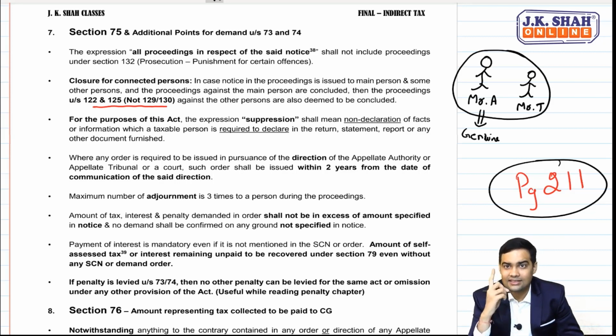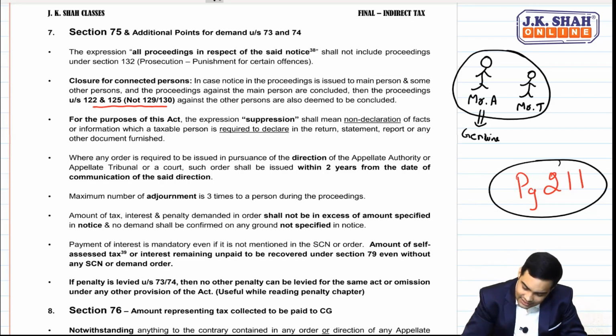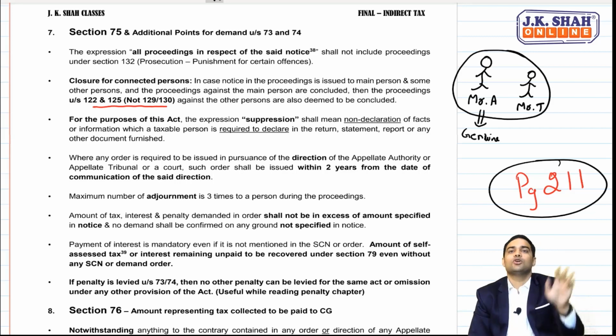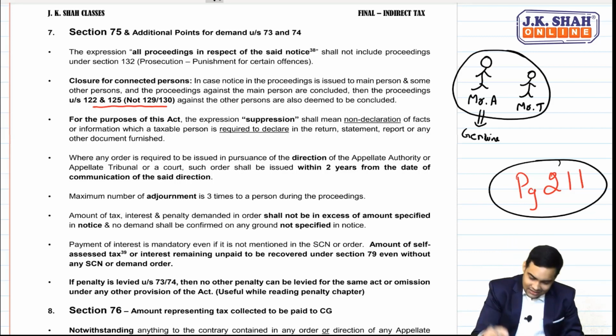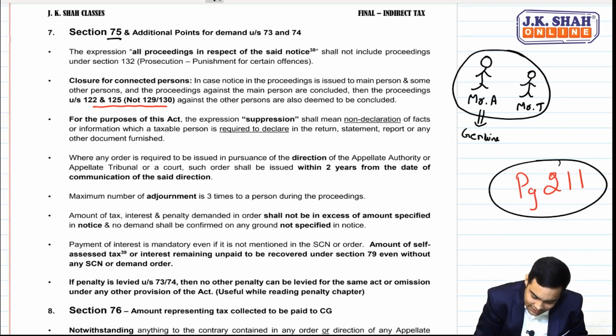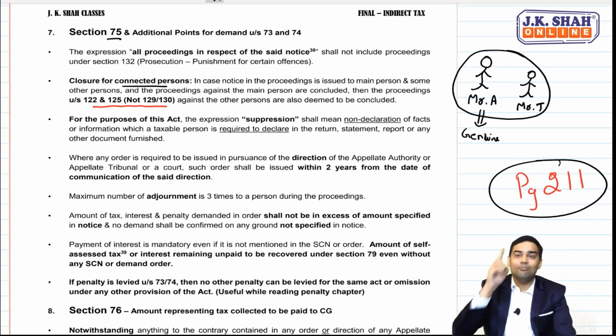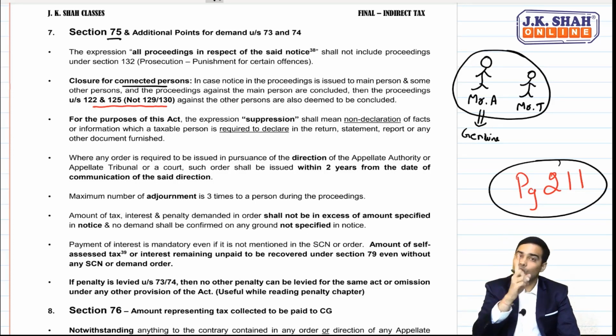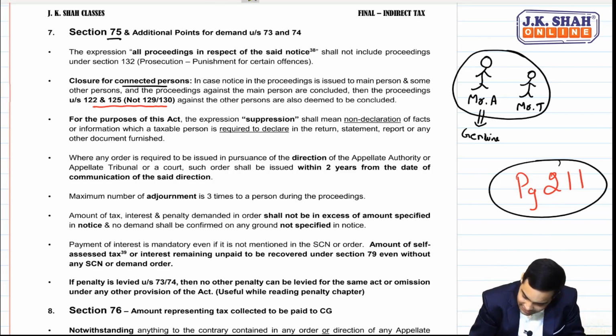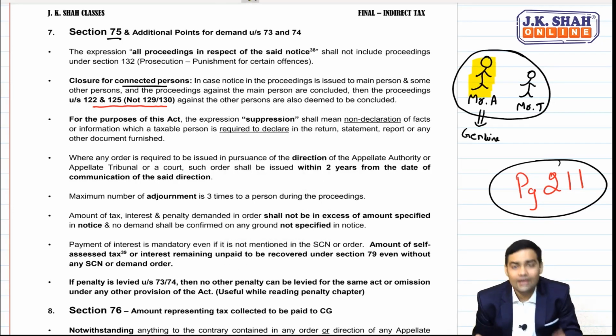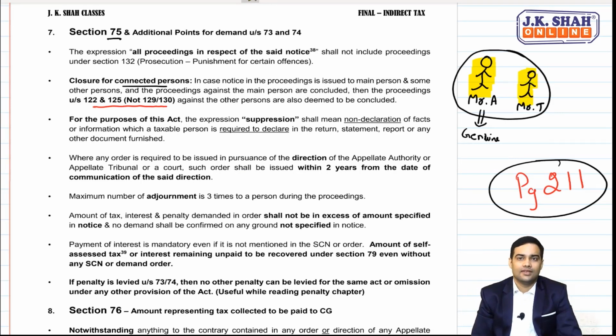The answer is no. The proceedings against both the persons will come to an end, because Section 75 provided for a particular point that connected person's proceedings will come to an end if main proceedings has come to an end. Who had done the crime? Mr. A. If he is able to prove that I have not done any crime, then automatically the proceedings against T will also come to an end. Is it, sir? Yes.